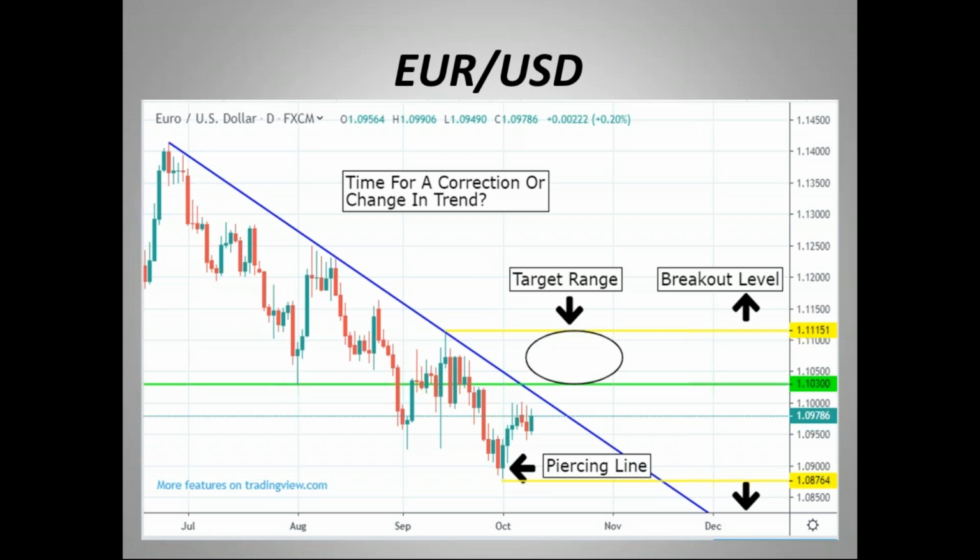No, not at all, but it just is something that you have to keep in mind as far as key support. So that's why we have the two yellow lines here as breakout levels. One is the upside and one is the downside below this piercing line, which has us in a range trade between those two areas.